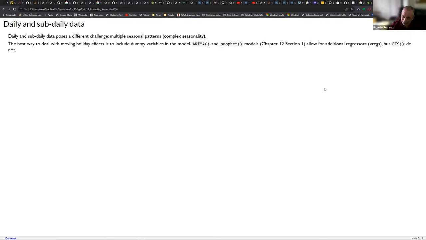But for example, ETS does not accept any X-regs. So if you need those additional regressors for your modeling, that will constrain what the available models are that can accept them. And of course, we haven't studied this in this book because this book is more for traditional methods, but you could also use machine learning methods, for example gradient boost, random forest, even linear regression. And we have seen one in chapter 7. So linear regression is a model that accepts multiple predictors.